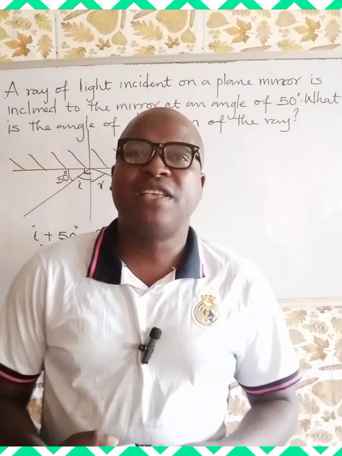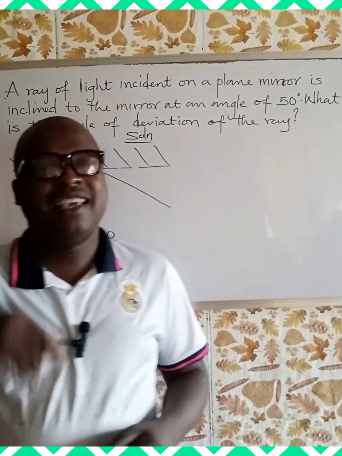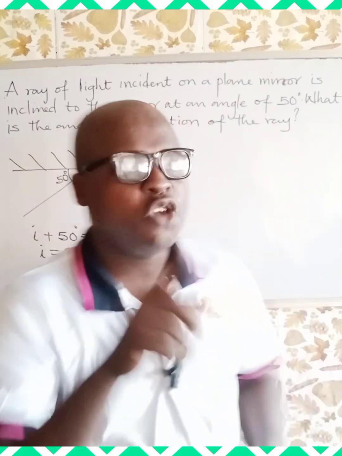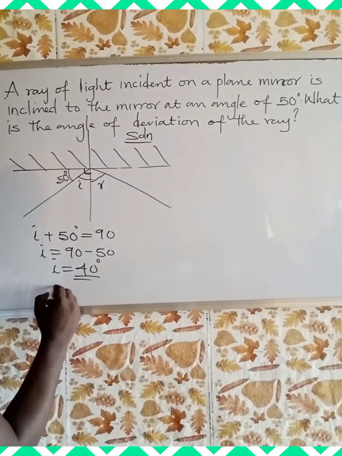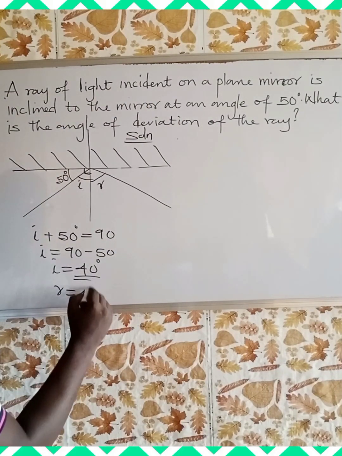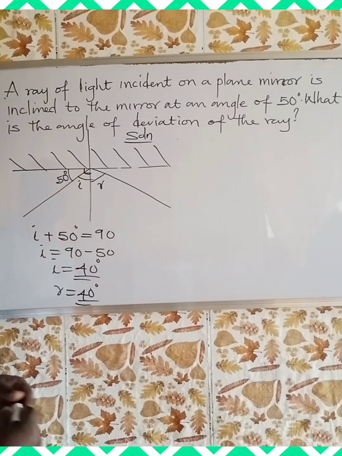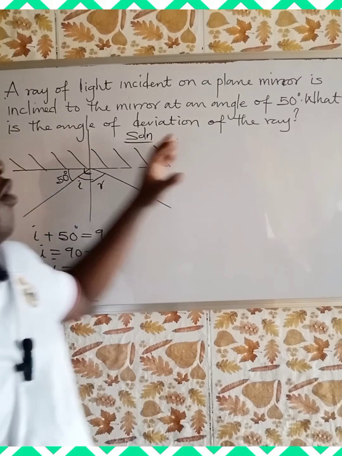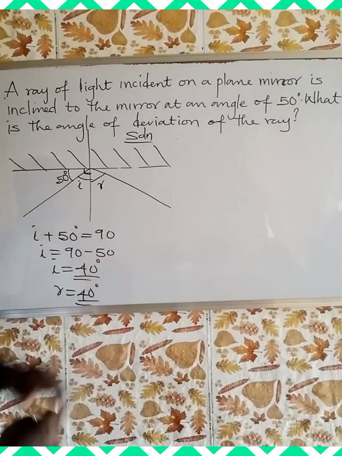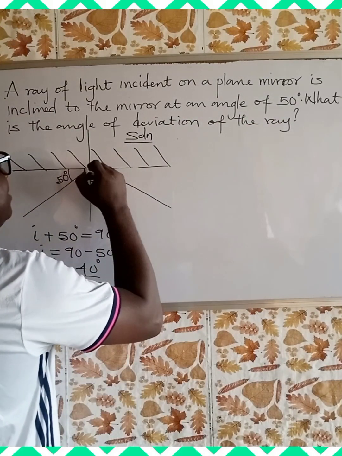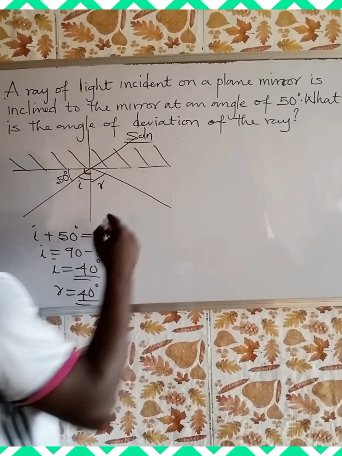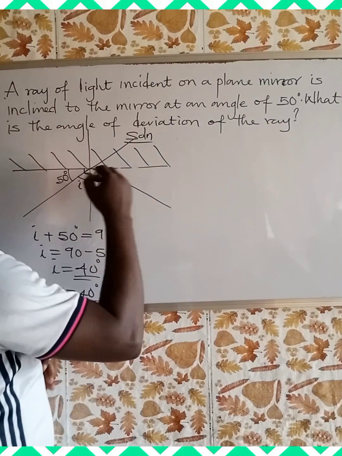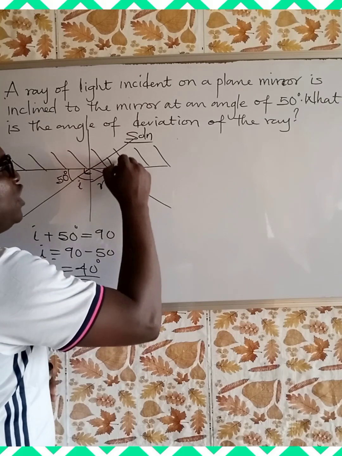And since the angle of incidence is equal to 40, then the angle of the reflected ray will also be equal to 40. So I have my R also equal to 40 degrees. But for the question, we are asked to find the angle of deviation. For us to get the angle of deviation, we are going to extend this ray here. Actually, it can be anyhow. It can be like this. It can also be like this. So we are going to have our deviation here.